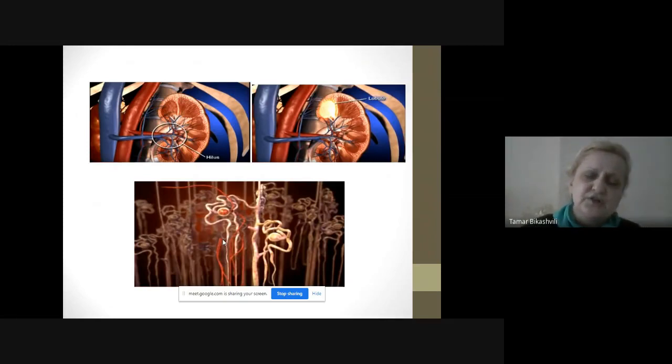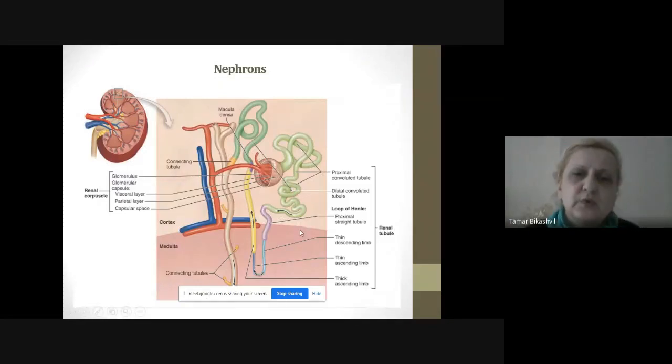Which parts do the nephrons have? I want to show this. So this is the renal corpuscle. The renal corpuscle is here, and renal corpuscles are always located in the cortex. Then start the tubular structures. So all these structures together form the nephron.